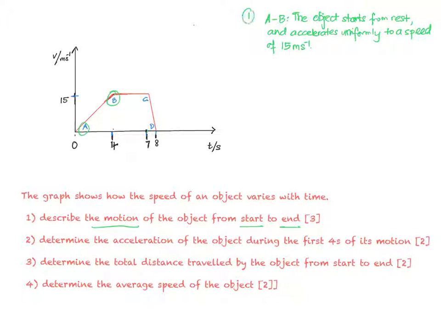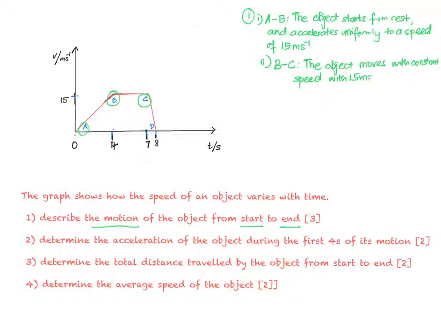This is part 1. The second part of the motion is from B to C. You can see that it's a horizontal section, which means the speed is constant. So the object moves with constant speed from B to C, that's from the 4th to 7th second, constant speed of 15 meters per second.